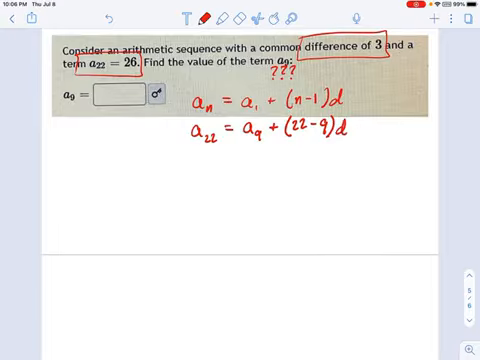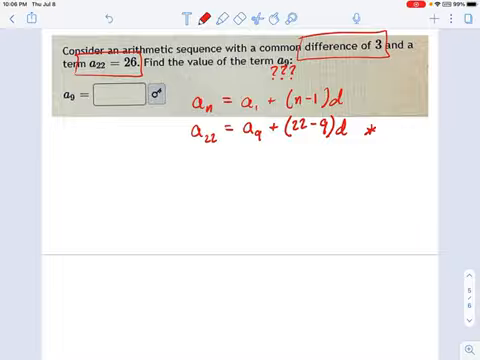Now, the reason I like this right here is because it's going to let us solve the problem, because we know some of these things and we want some of these things. I chose a_9 here because that's the variable we're looking for. I chose a_22 because that's the variable we're given. It's always good to write formulas in terms of what you want and what you know.